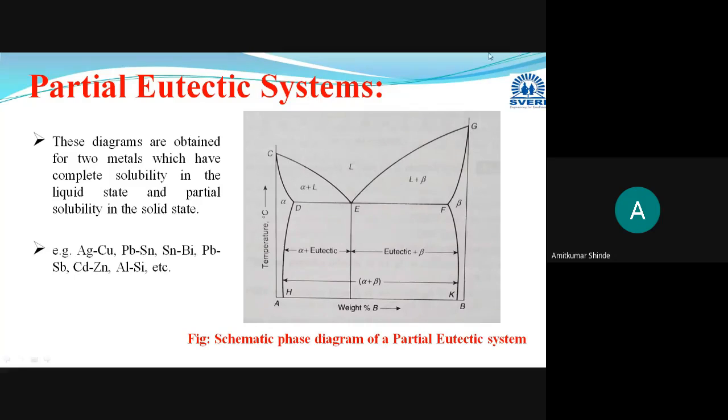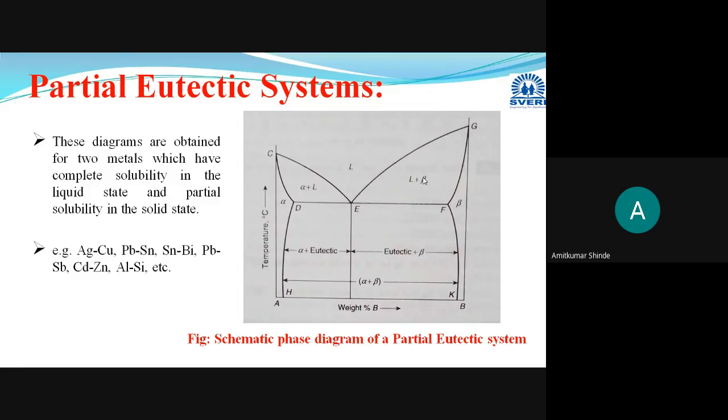Here you can see in this diagram only one liquid phase is there, that is both metals are completely soluble in each other in the liquid state, but partially soluble in the solid state. Here instead of element A, I have mentioned alpha, and here instead of element B, I have mentioned beta. That I will explain, but just try to understand what is the meaning of partial eutectic system. Both the elements will be completely soluble in each other in the liquid state, and partially soluble in the solid state.